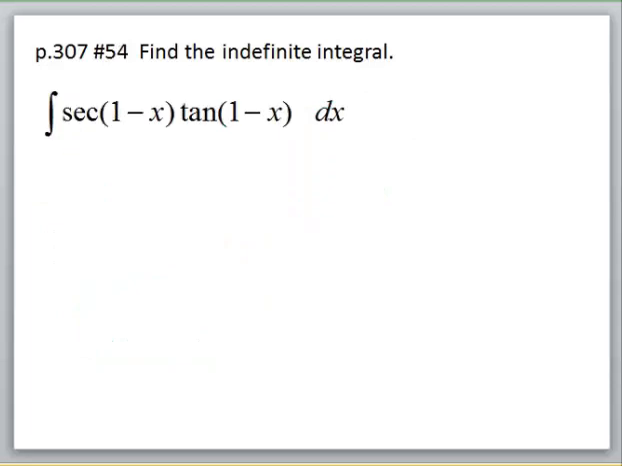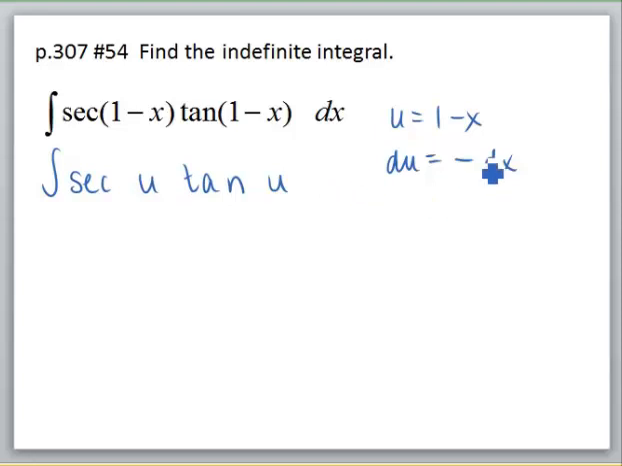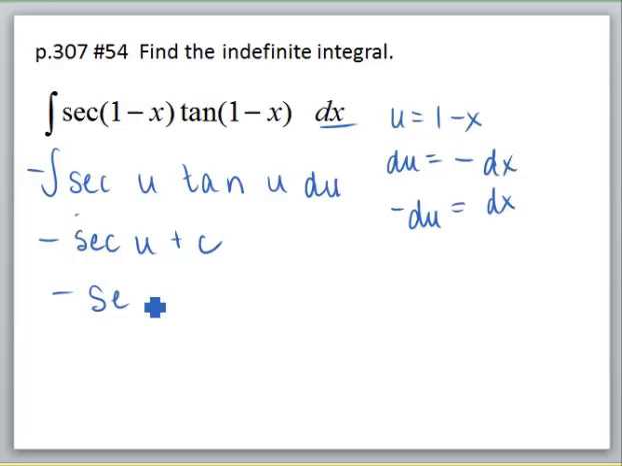In my next example, I have two trig functions, but this isn't one where I need to think about choosing one of my u's to be an actual trig function, because I know what the integral of sine of u, tangent of u would be. So I'm going to pick my u to be 1 minus x, which makes my du be negative dx. So when I rewrite this, I get secant u, tangent u, and I need only the dx part. So I'm going to say that dx is equal to a negative du. So I'll put a negative du to replace my dx, and then I'll integrate. Well, the integral of secant tangent is secant, and then I'll have my plus c.